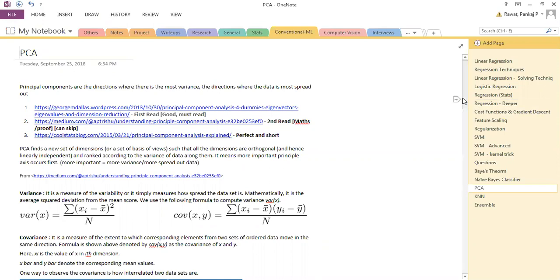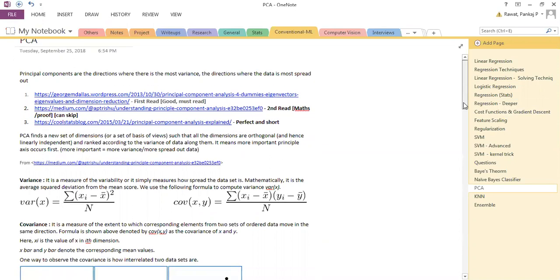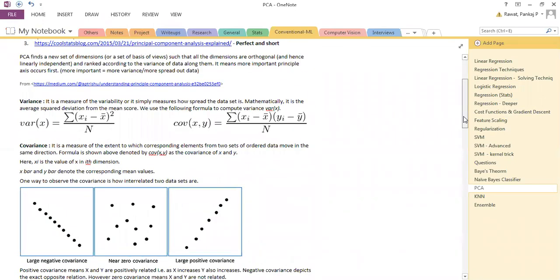So let's try to summarize how this feature actually works. Before summarizing PCA, there are two topics which we need to understand: what is variance and what is covariance. Before diving into PCA, this is essential.